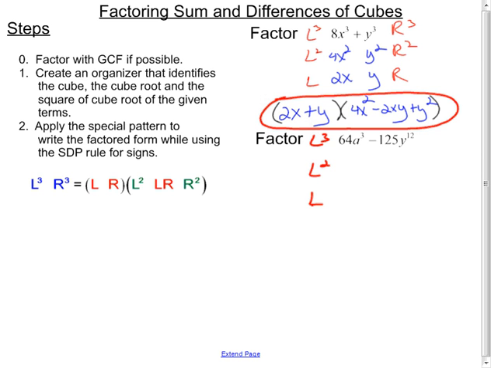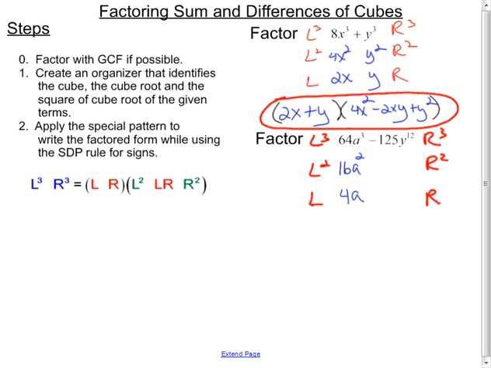I'll need the left square, and then the left root, the right cubed. I'll need the right square and the right root. And again, we said you've got to go from cube to root and then back up to square when you do it. So what is the cube root of 64a cubed? That is going to be 4a, and when I square that, I'll get 16a squared.